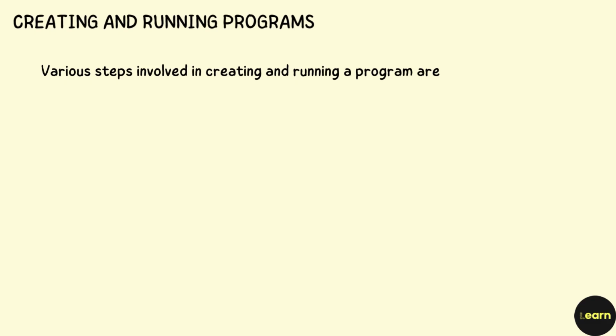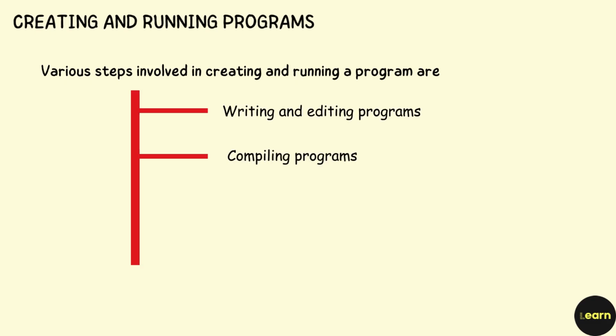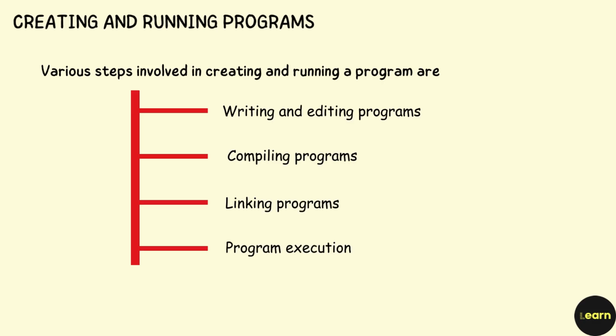Now we have completed the types of languages. Let's move to the next topic: how to create and run the programs. Creating and running programs. Here it involves majorly 4 steps, which are as follows: writing and editing programs, compiling programs, linking programs, program execution. Now we will see each step in detail.